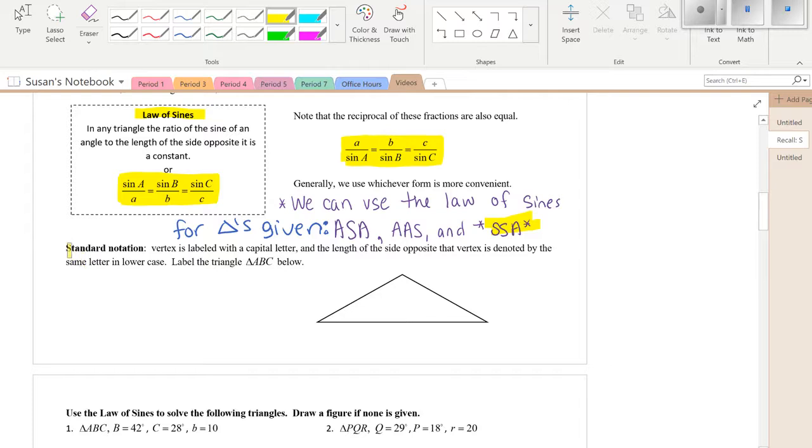Standard notation: the vertex is labeled with a capital letter, and the length of the side opposite the vertex is denoted by the same letter in lowercase. So if we want to label the triangle ABC below, we can label it however we want. If I pick this to be vertex A, across from that would be side lowercase a. If this is B, then across from that would be lowercase b. If this is C, then across from that would be lowercase c.